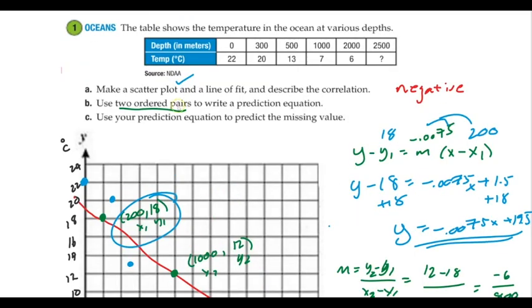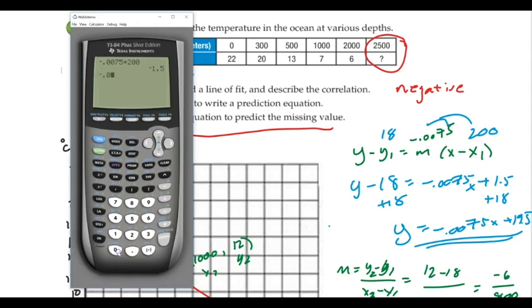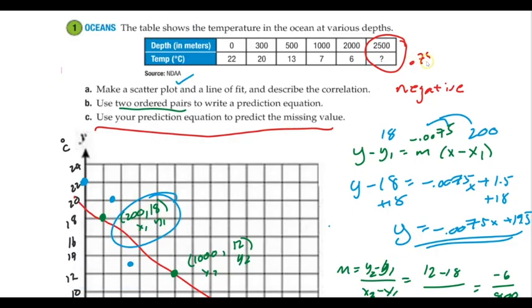Part C says, hey, use your prediction equation to find the missing value. All I'm going to do is plug that into my calculator. So negative 0.0075, plug in 2500, sub that in, plus 19.5. And I get about 0.75. For me, based on my prediction equation, it's almost 0 degrees at 2500 meters. So that's how you do a prediction equation, using data, doing it all by hand.